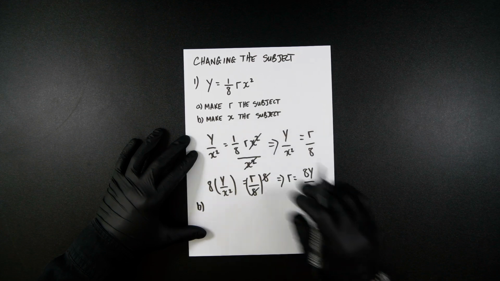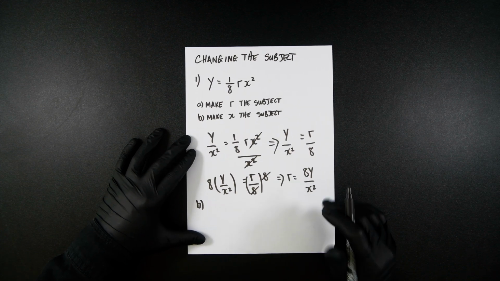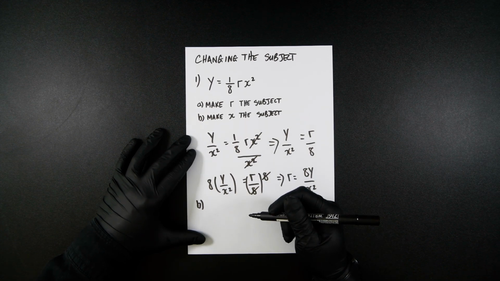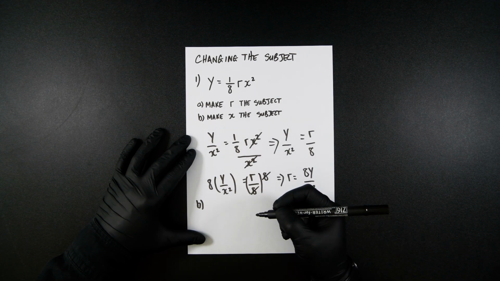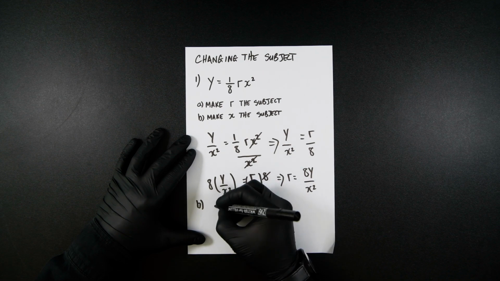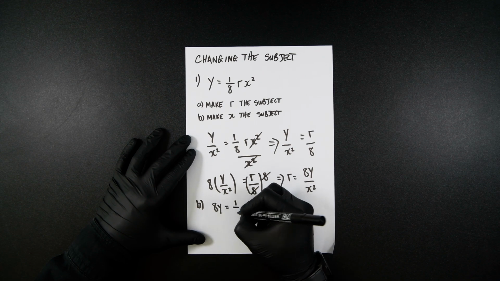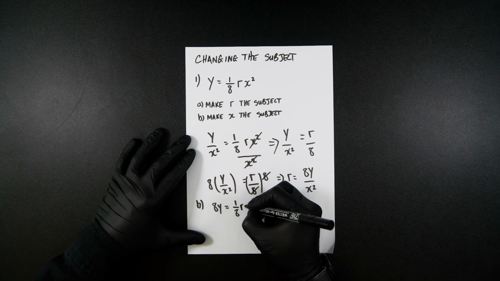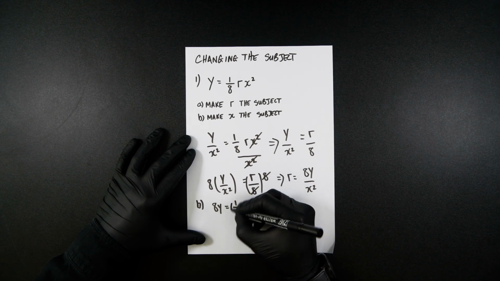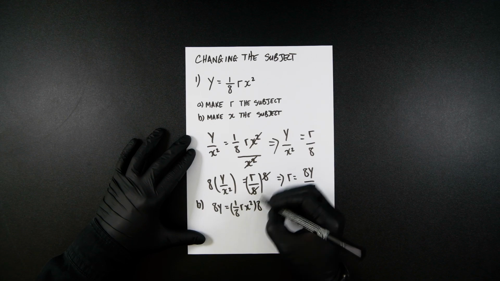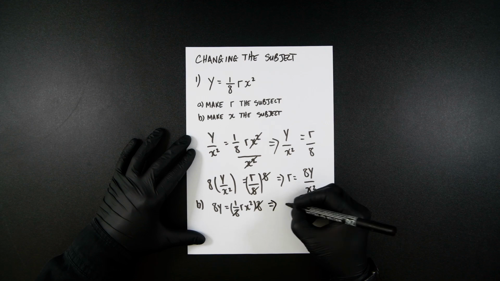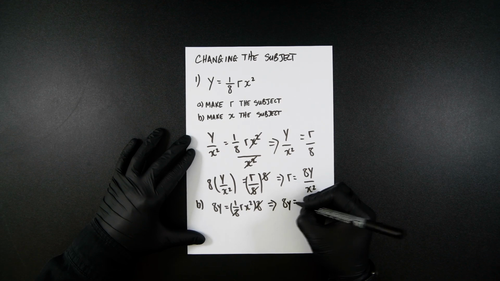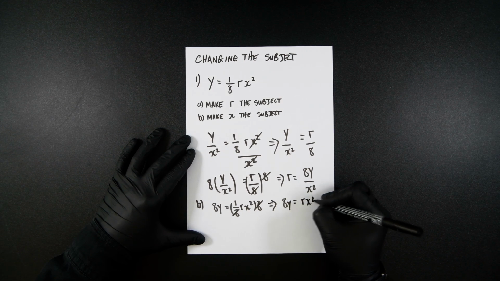Let's now make x the subject. Very similar to what we did in the last example, we'll multiply everything by 8 to get rid of this eighth on the right-hand side. So let's do 8y will equal an eighth rx squared, all multiplied by 8. This will cancel out this eighth, which leaves us with 8y equals rx squared.